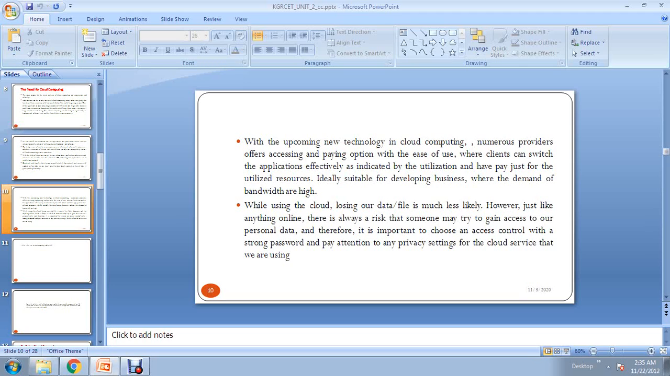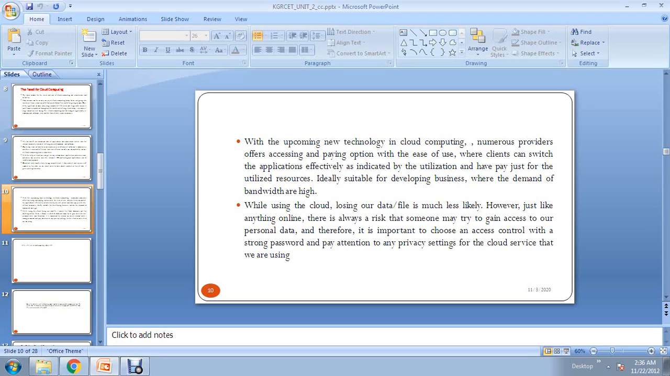And also you can record the videos. When you have free time, you can access and visualize those videos. And also the cloud helps in developing businesses where the demand for bandwidth is very high.